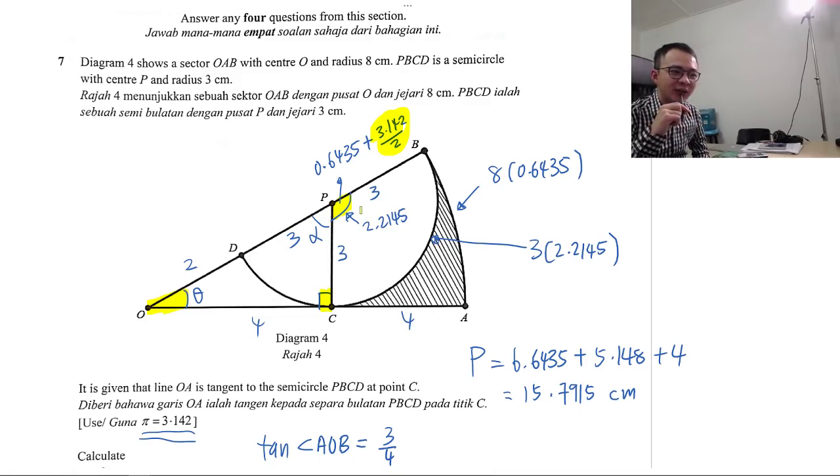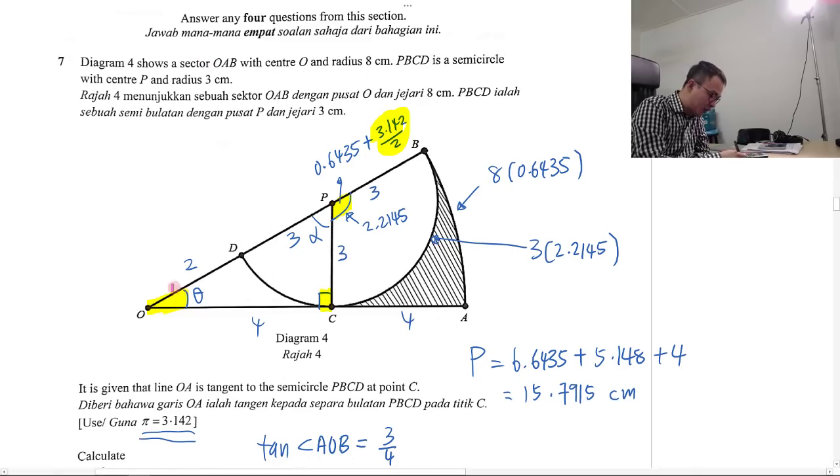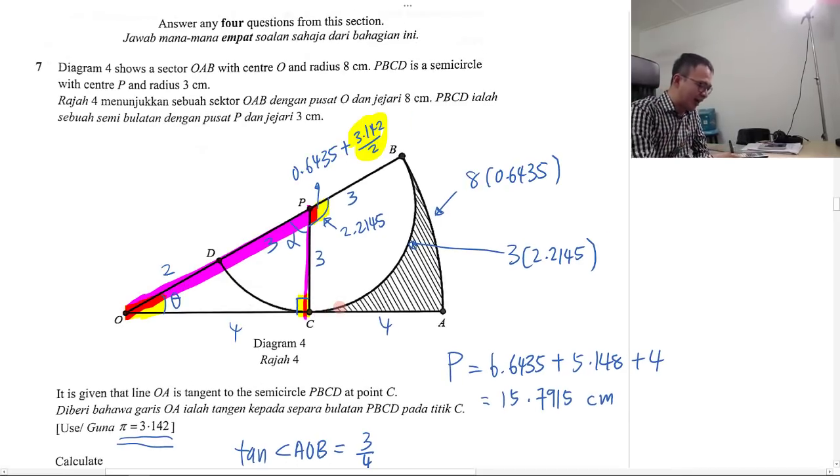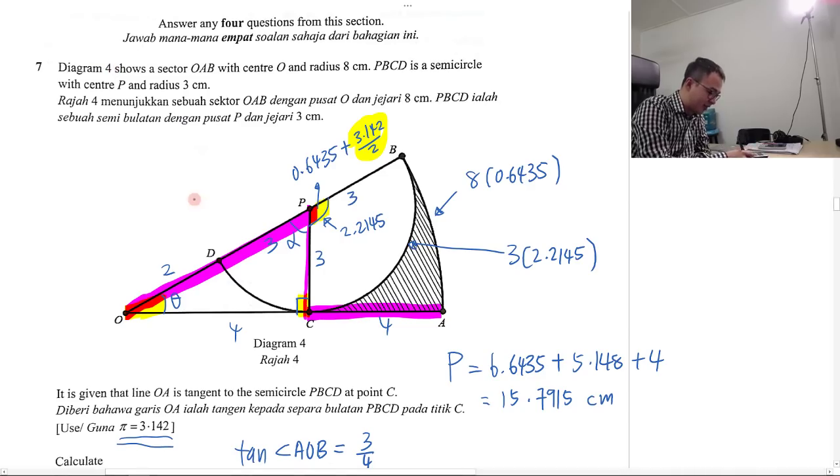So how do you get 4 at OC and CA? Okay, we know this length over here is 5 and this length is 3. We know the Pythagoras triple 3, 4, 5. Or else you can use 5 squared minus 3 squared, you will get 4. And how do I get the other 4 here? Because I know the whole length is 8, minus the 4, then I get the other 4. Yeah, I just don't like this color. It's very messy. Right, so far so good.